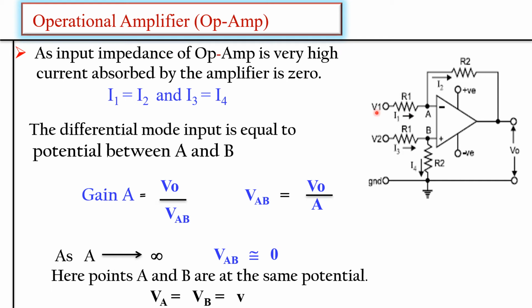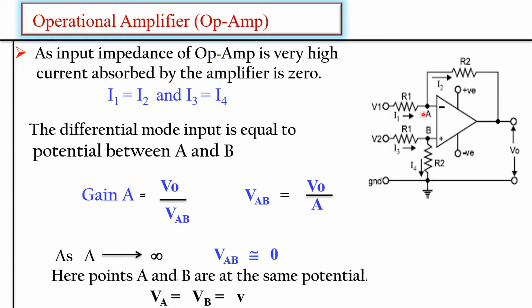I1 is the current flowing through R1 and I2 is the current flowing through R2. Here also I3 is the current flowing through R1 and I4 is the current flowing through R2. We have seen the characteristics of an ideal op-amp, where the input impedance of the op-amp is very high, so the current absorbed by the amplifier is 0. No current is absorbed by the op-amp. So I1 is equal to I2 and I3 is equal to I4.